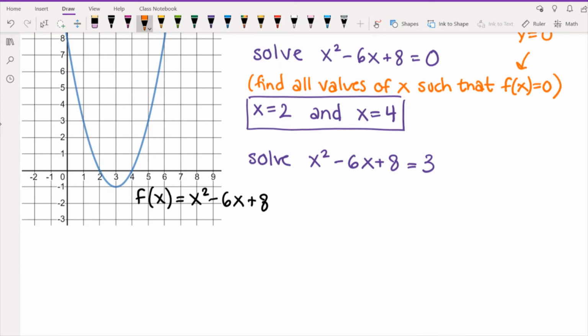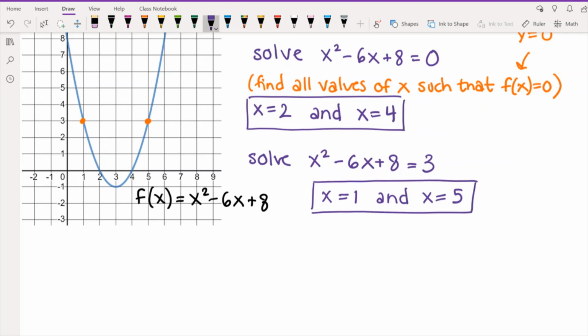So now we're looking for all values of x such that f of x, the y value, is equal to 3. And so now we want to look at a height of 3 and see what points on the graph occur at a height of 3. And we have these 2 points here. And so those solutions are going to be x is equal to 1 and x is equal to 5, right? Those two are the x values that give you a y value of 3.